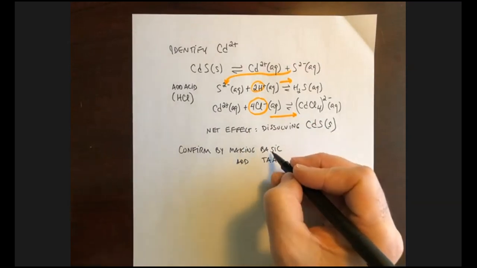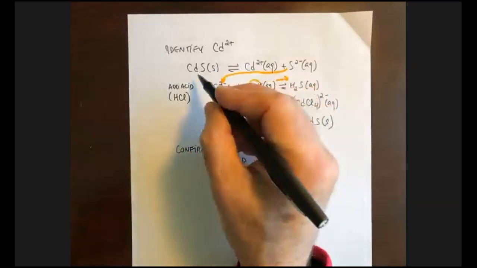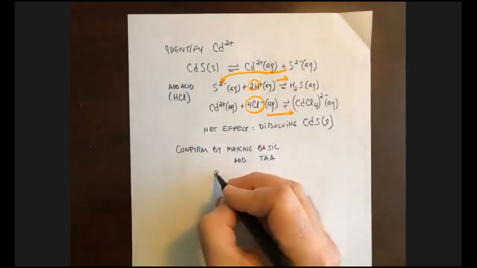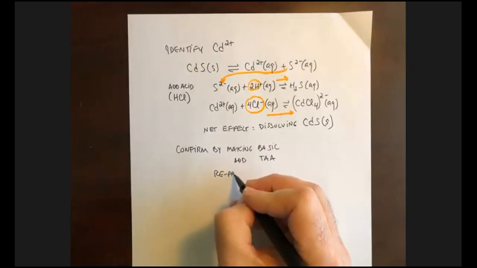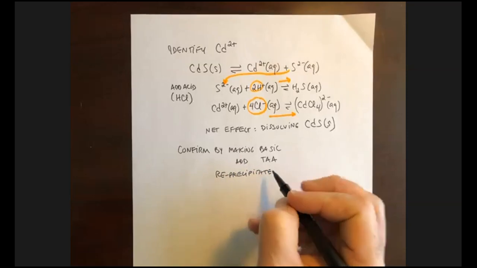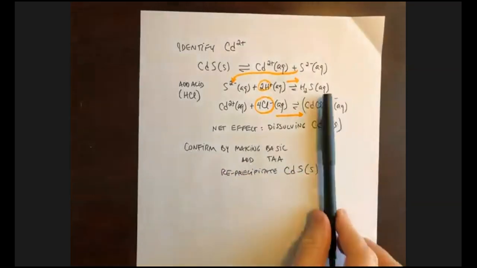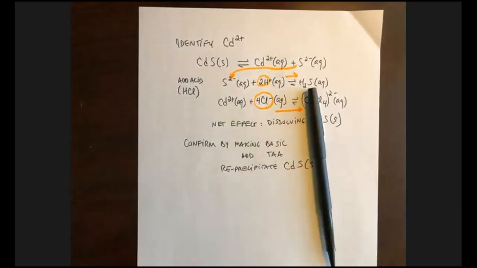And in a basic pH, the thioacetamide produces a lot of sulfide ions, which basically brings this back up the ladder here, and essentially you re-precipitate the cadmium sulfide ion. Let's see what that looks like in our document.